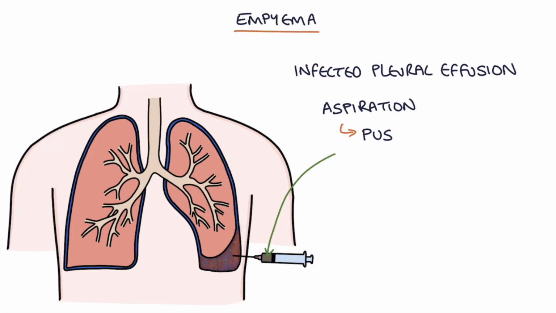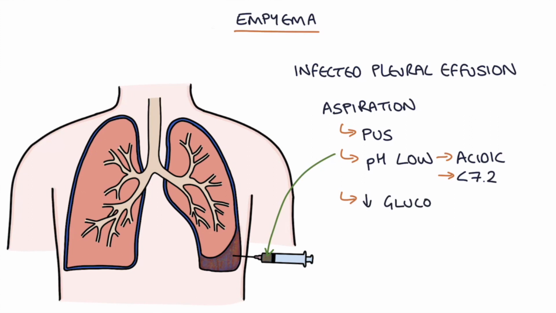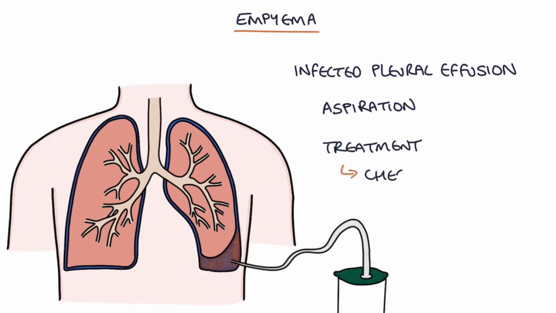One key factor to remember for your exams is that when you aspirate a pleural effusion that's infected, or an empyema, the pH will be low. So the fluid that you aspirate will become acidic, and the pH is less than 7.2. There'll also be a low glucose because it's being used up by the bacteria, and a high LDH. Empyema is treated using a chest drain to remove the pus and antibiotics.